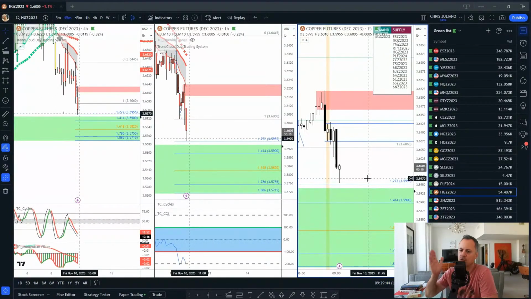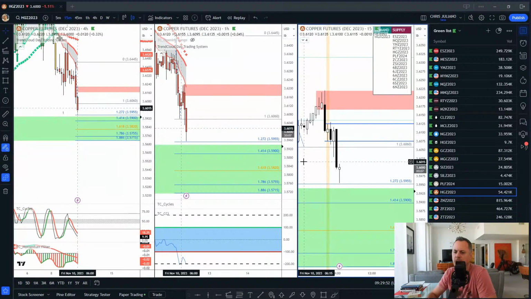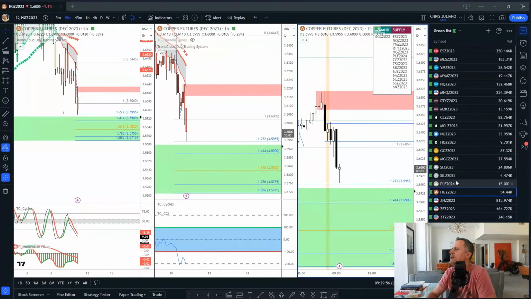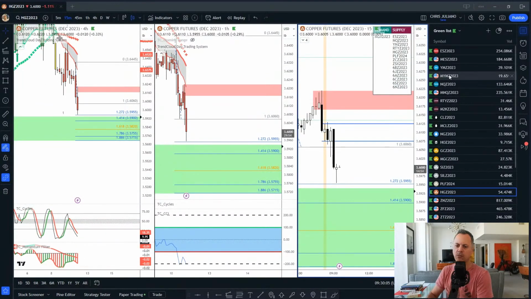We have to keep shorting this into, can we look at NQ? Can we look at NQ? NQ, Mariana?